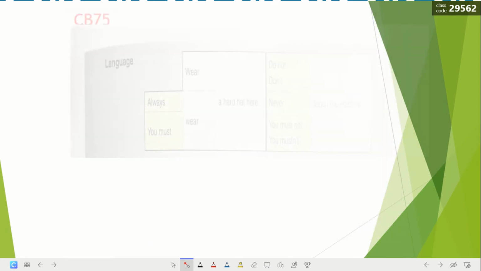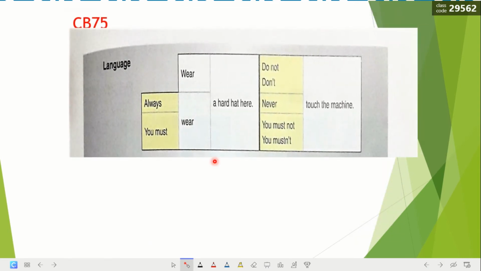So now we have done the listening and the reading. Now let's move to the grammar. Let's study this language box on page 75. When we use the imperative, which in Arabic means صيغة الأمر, to give instructions like this: wear a hard hat here. Or we can precede this by the word always. Always wear a hard hat here. Or you must, like you must wear a hard hat here.